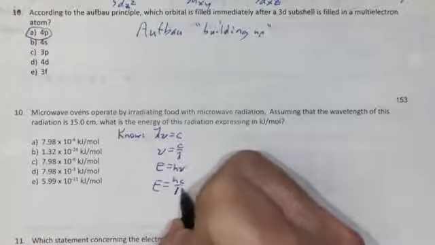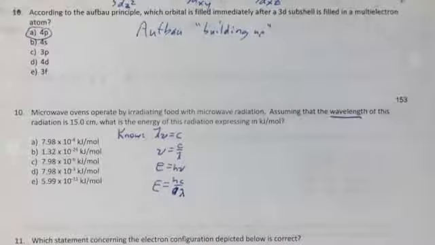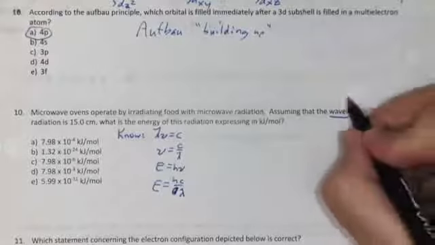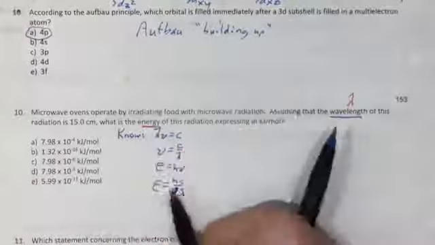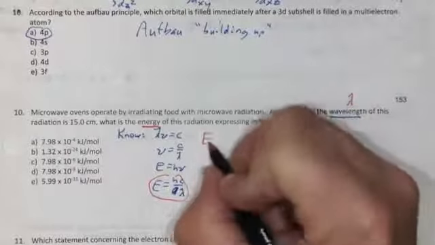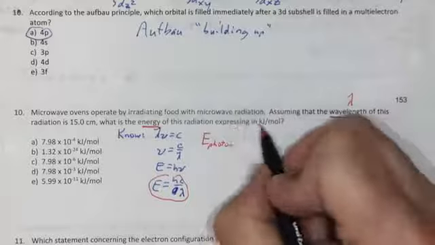Now, when we do this, let me write lambda here this way. We are given the wavelength, which is lambda, and we're asked for the energy. So I'm going to use this equation. Remember, I didn't write subscript photon, but this is really the energy of a single photon. Now, the question asks, what is the energy in kilojoules per mole?